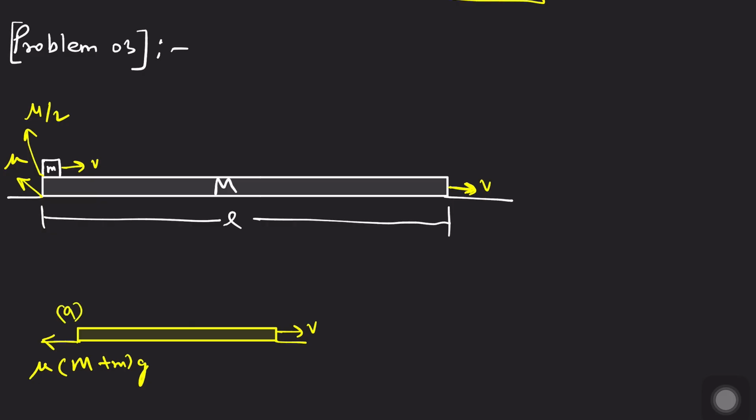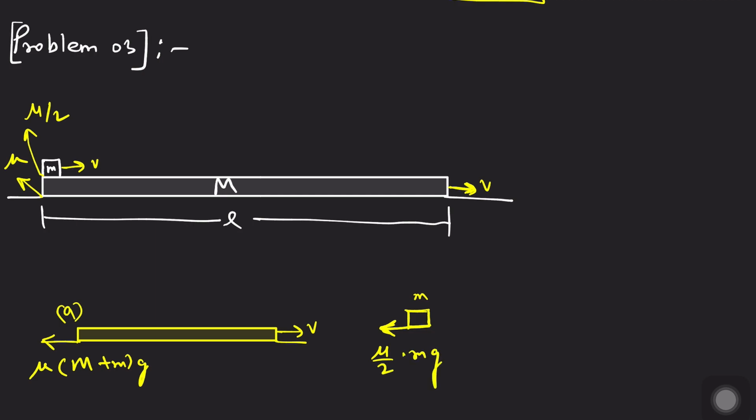And if you talk about the upper body, because the velocity of this lower plank is going to be slower, it wants this body's velocity to also become slower at the same rate. So what it will do, it will apply the friction on this body in this direction. Are you getting my point or not? And this friction will be mu by 2 into small m into g. Are you getting my point?